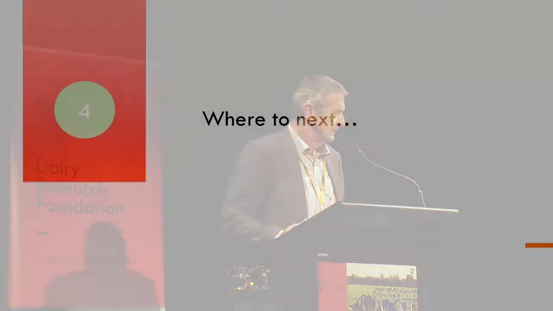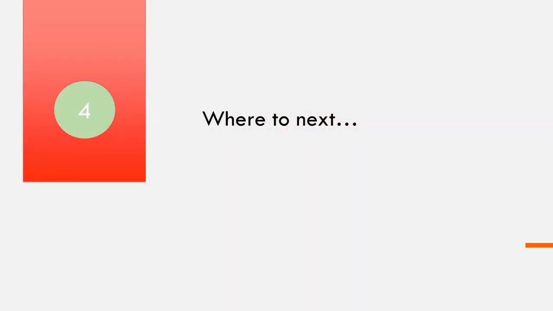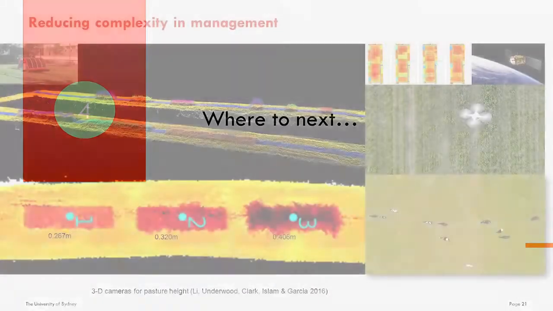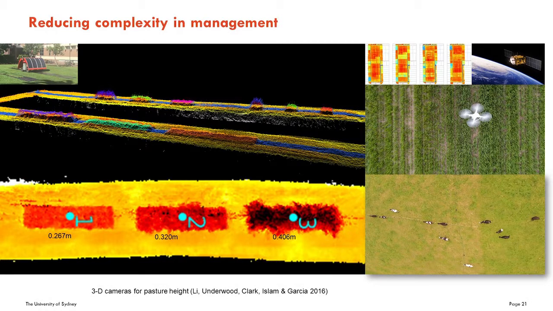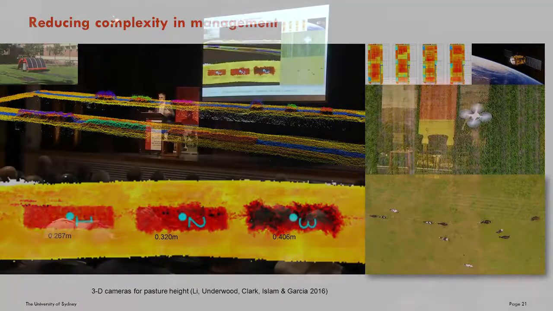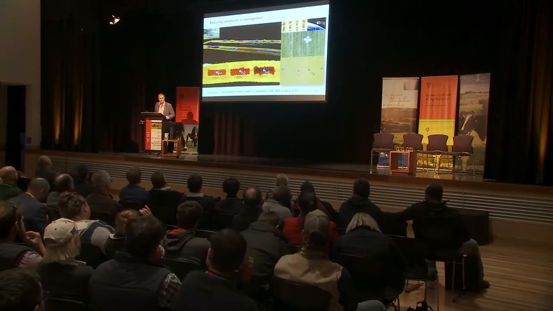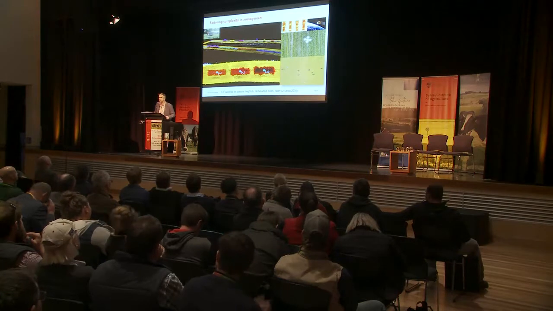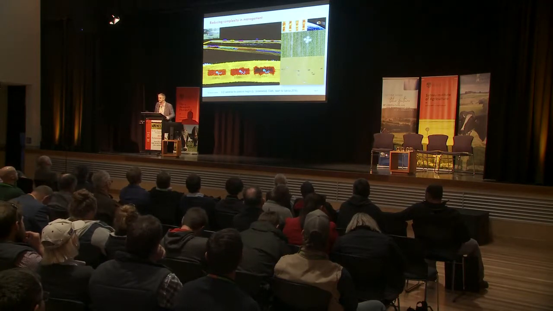So where to next? I will be very brief because I have no more time, but I want to come back to reducing complexity. We did such an amount of work, and we didn't have the opportunity to have an extension program around it. We did work with a lot of farmers, and we have that feeling of complexity that I was talking about before. This is where one of the key roles of technologies and automation on your farms will be: removing the complexity out of the management.